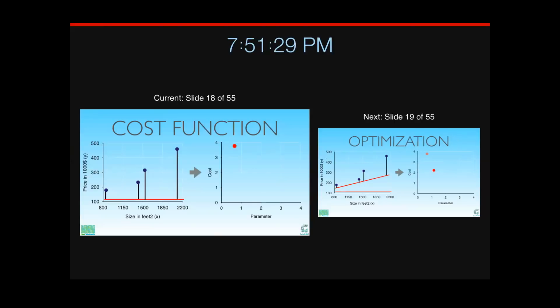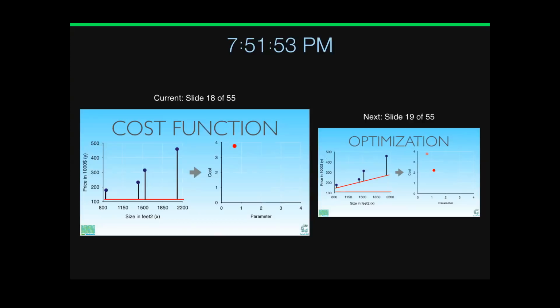What I'm going to do then is calculate the error. Technically these are called residuals, but that's not important. I calculate the error, and then I calculate the squares, average out, and I get a certain value for the cost.